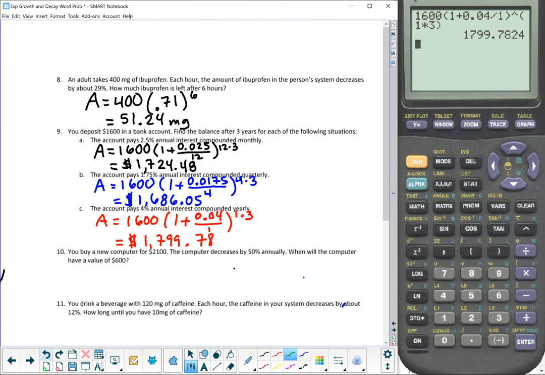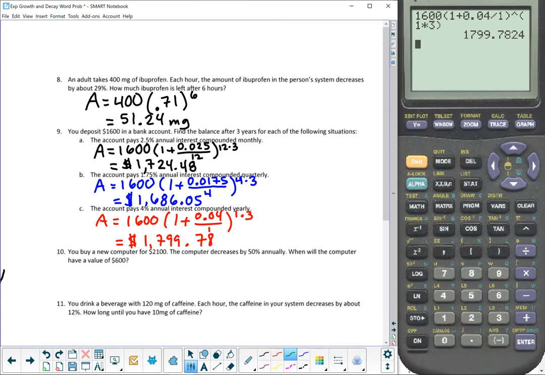Okay. Number 10. Let's see. You buy a new computer for $2,100. That's a pretty pricey computer. But hey, new gamers nowadays, you probably need something that expensive. Right? The computer decreases by 50% annually. So this, we can actually use the half-life formula for this, because if it decreases 50%, that means we still have 50%. So we can utilize that half-life formula for this.